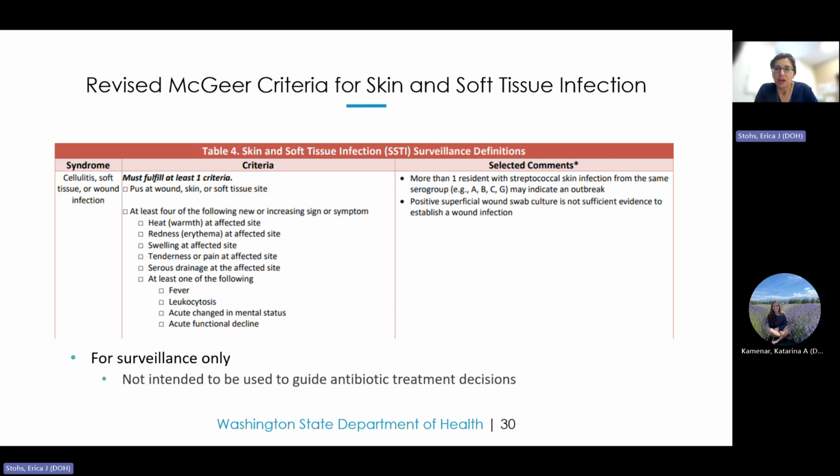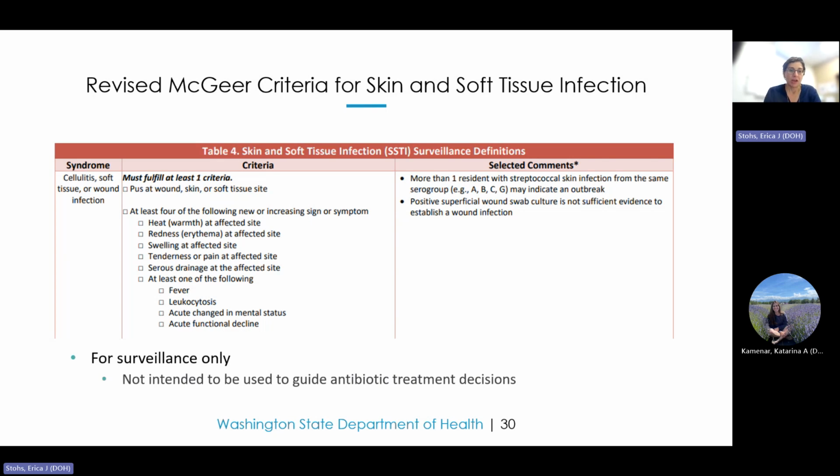And then if a culture is obtained, it's really going to be most feasible if there is pus involved that can be expressed and cultured. Otherwise, we do not generally recommend swabbing the skin without infected fluid. As it says here, a positive superficial wound swab culture is not sufficient evidence to establish a wound infection. It is very likely, if you were to do one of these wound swabs, that you're going to grow skin flora or organisms that the resident may have in a potential wound. So we do not recommend that routinely.